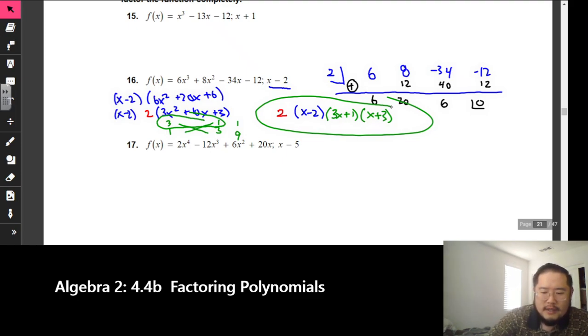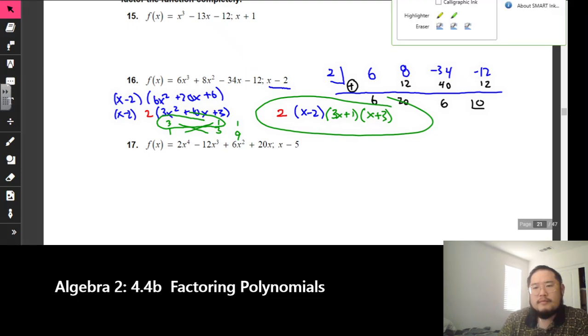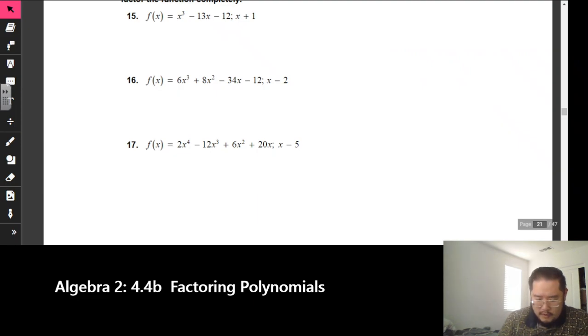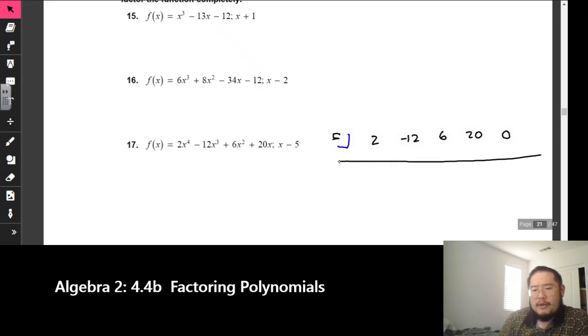Let's try next up, number 17. So we'll start off with our synthetic division up here in this corner. Hopefully you know that we're going to put down a positive 5. And then we're going to write our coefficients down. We got 2, negative 12, 6, 20, and usually we have a constant and we might need a 0 right here. We're going to go ahead and put that down.